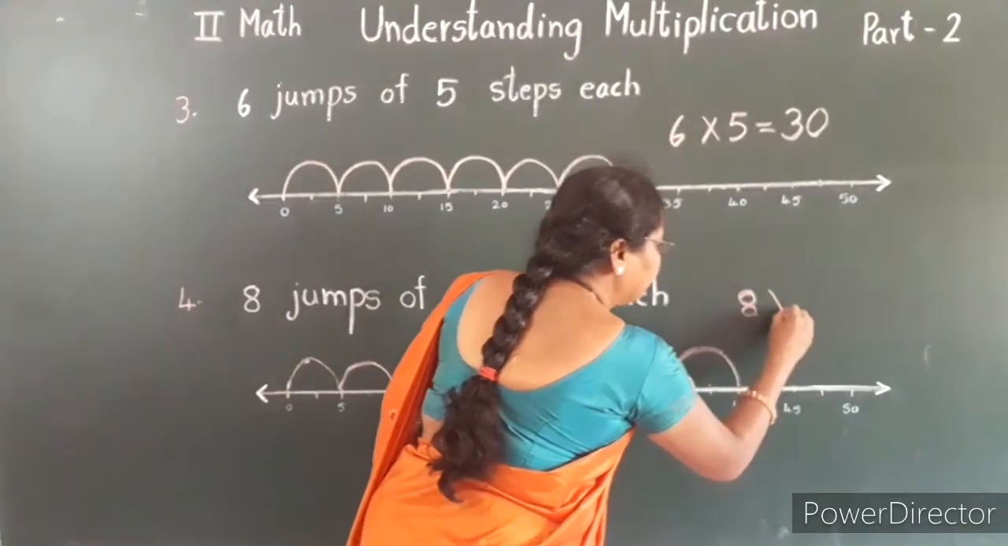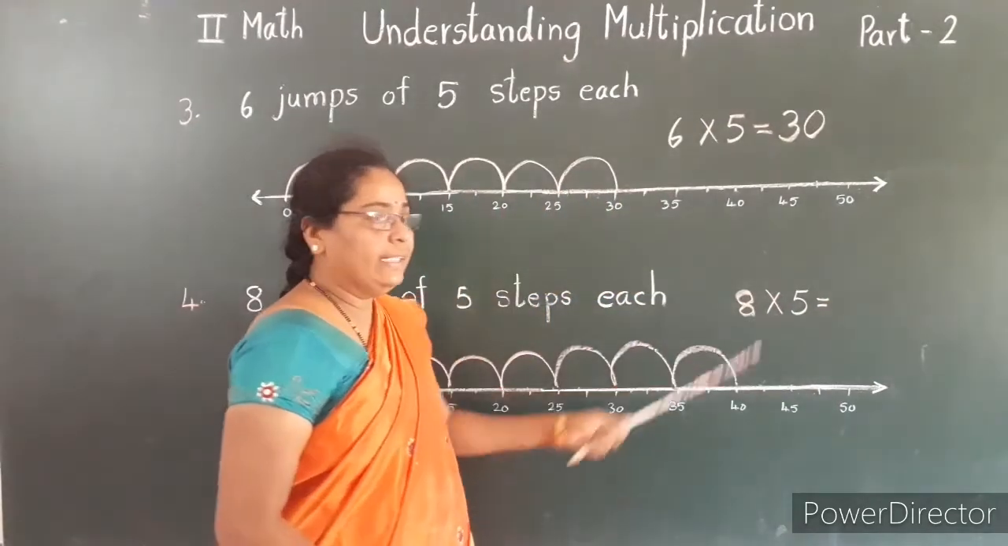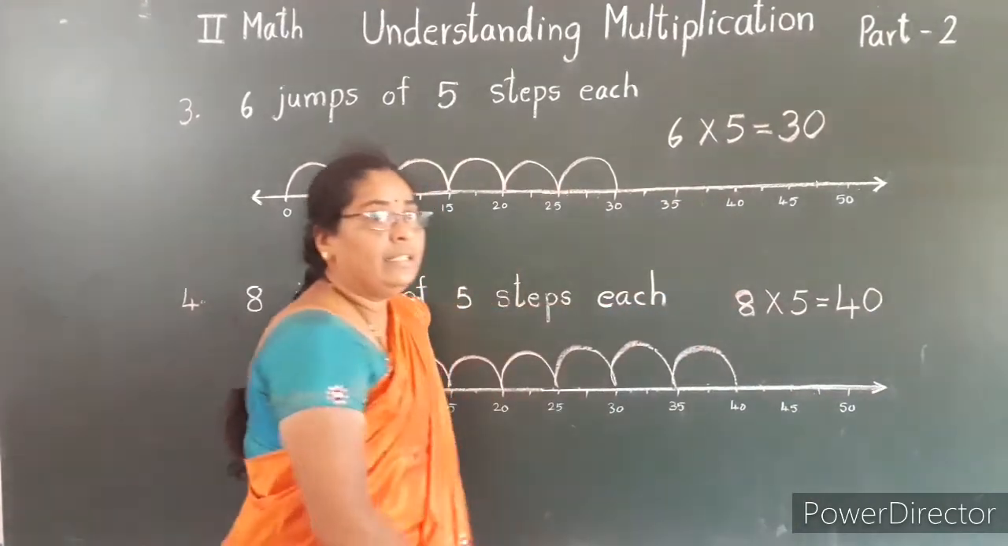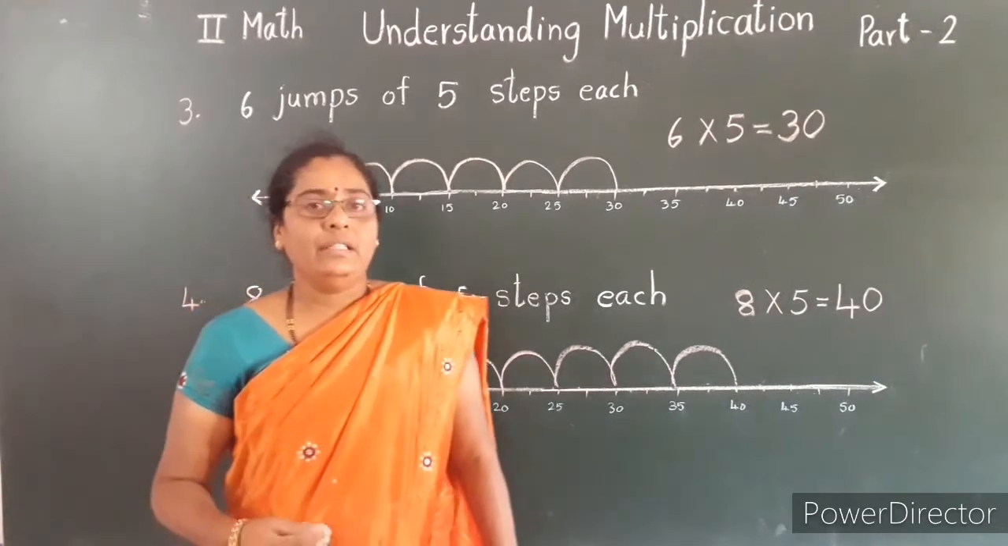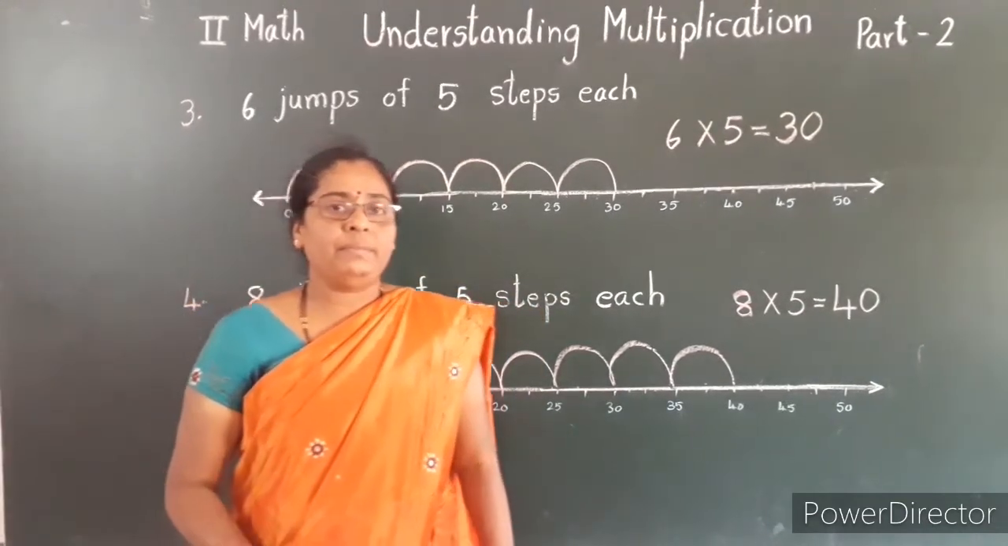8 jumps of 5 steps. 8 5s are 40. Children, now you understood how to multiply the numbers using number line. Now I will give you some words.